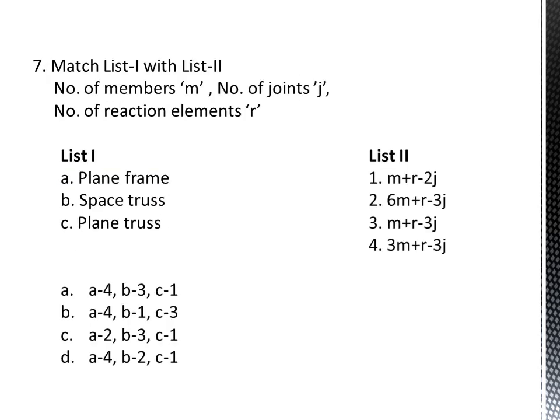So, coming to the seventh question, it is a match the following question. Number of members is denoted by the letter M, number of joints is denoted by J and number of reaction elements is denoted by R. So here they are asking the degree of static indeterminacy of plane frame, space truss and plane truss. So now let's discuss what it is.